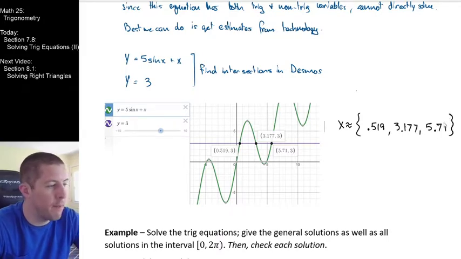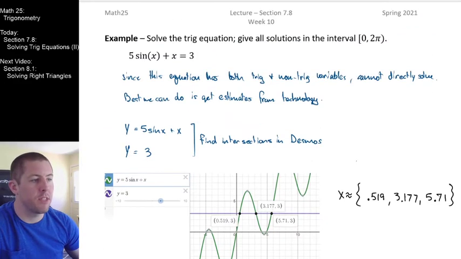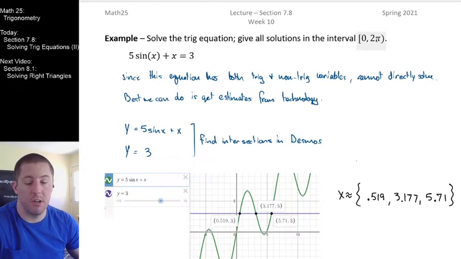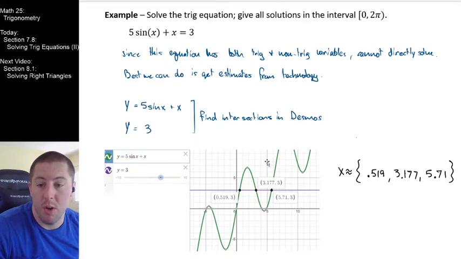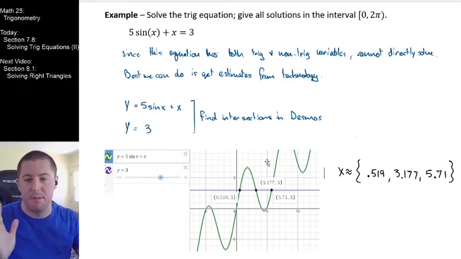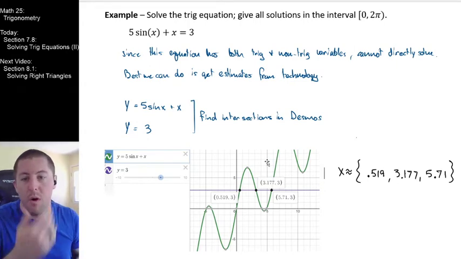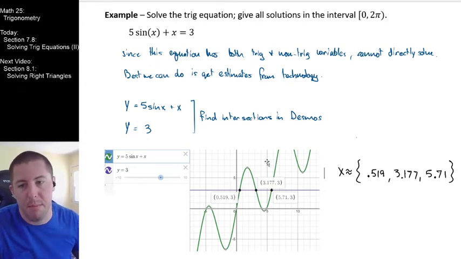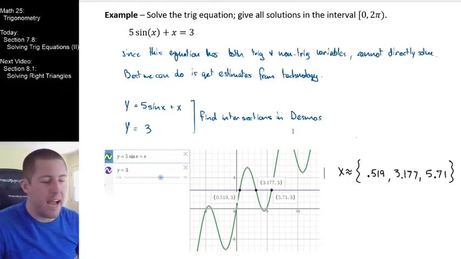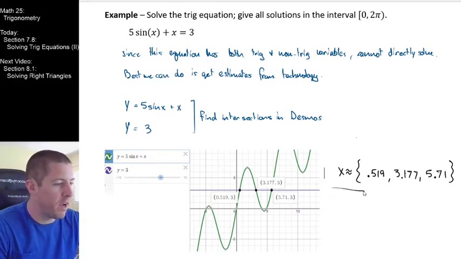5.71. And by the way, you should notice that this problem suggested that we give all solutions in the interval 0 to 2 pi. Well, it turns out those were all 3 of the solutions that there were. It wasn't like there was an infinite number of solutions and we just picked out some. There were only 3 solutions, and all of them happened to already be in that interval. So that interval didn't restrict us at all right there. All of them did naturally occur within the requested interval right there.